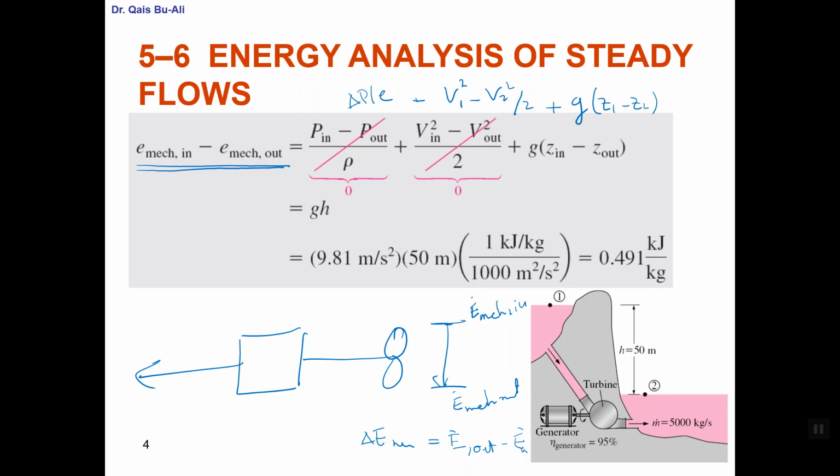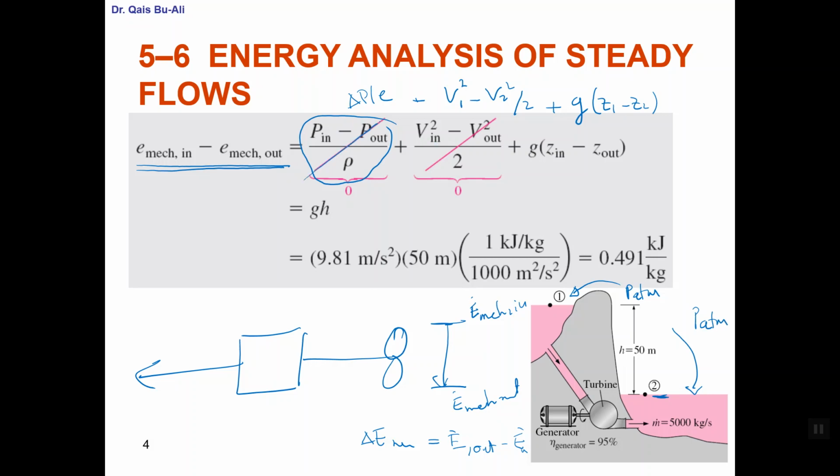Okay, but then what did he say? He said that P in minus P out over rho is equal to 0. Why is that? As we said before, because the pressure here is P atmospheric, and the pressure at this point, P2, is P atmospheric, so I will set this equal to 0.